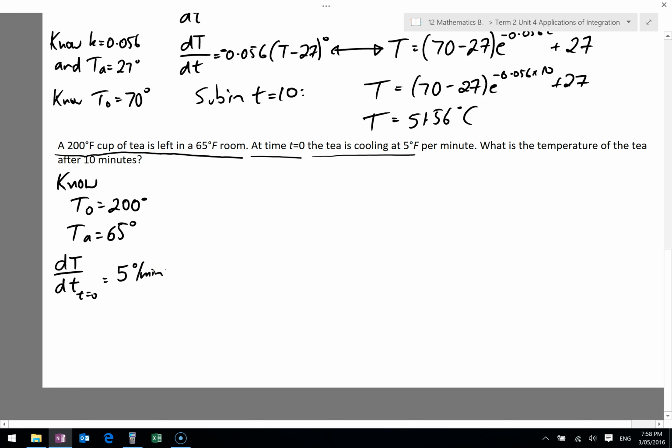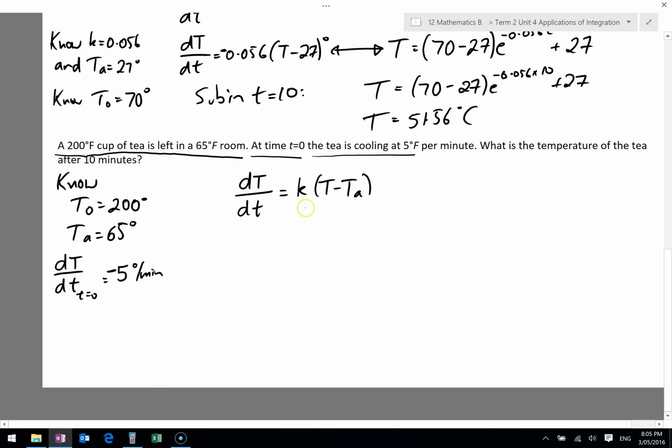I'll identify that this is a Newton's law of cooling problem. So I'll write down my general relationship, dT/dt equals k(T minus Ta). Okay, my goal here... I almost made the same mistake again. Remember the rate of change is going to be negative because the cup of tea is cooling.